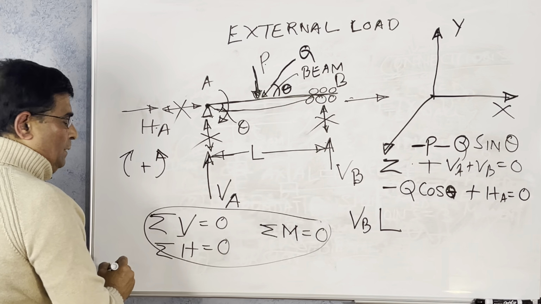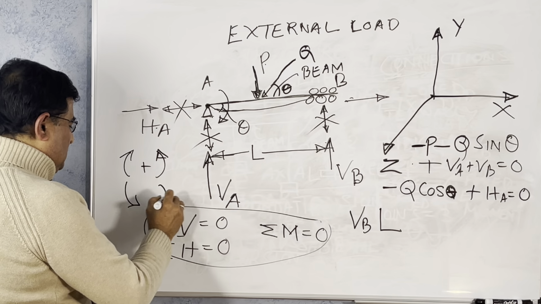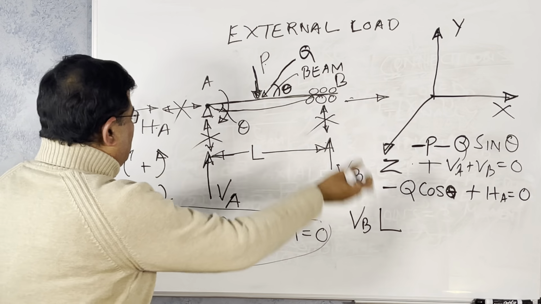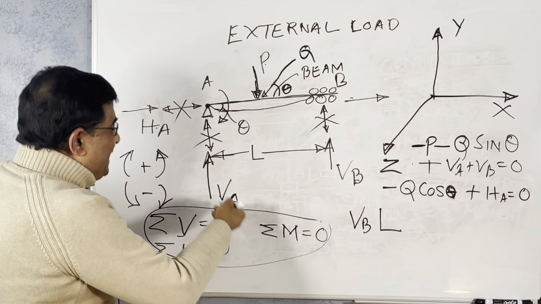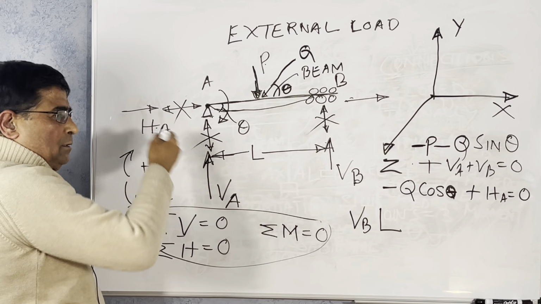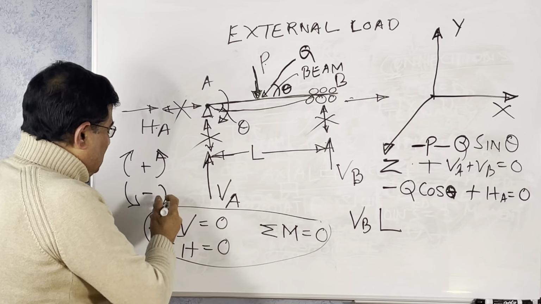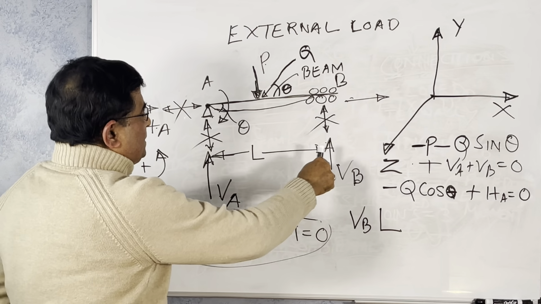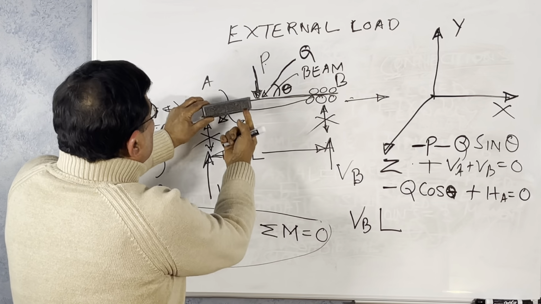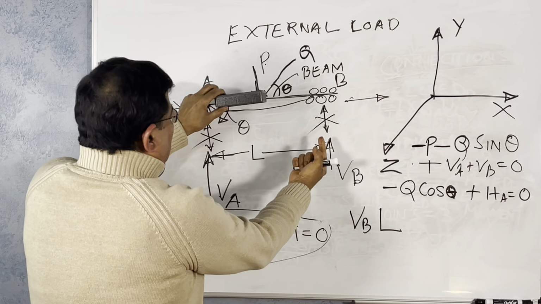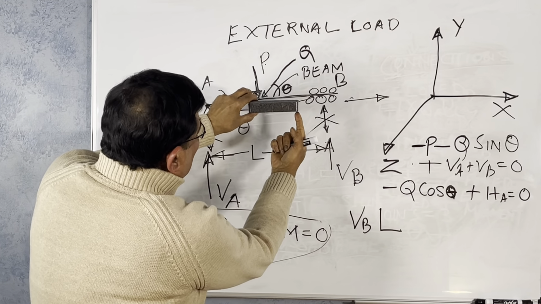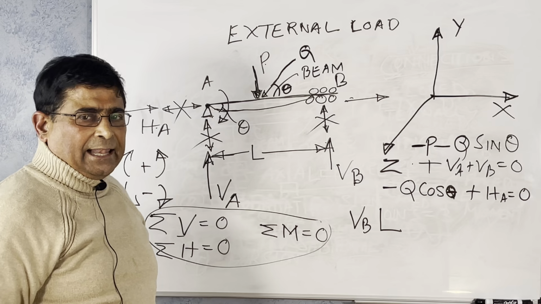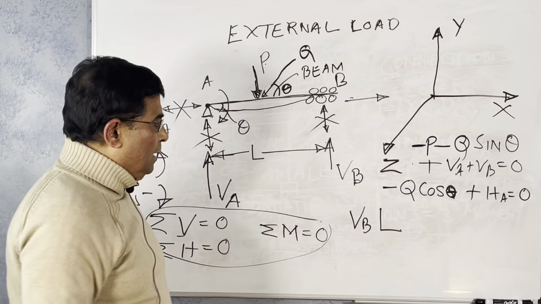This is positive and this is negative. In the moment case, from the right side, clockwise is negative and anti-clockwise, opposite to the clock, is positive. If you take this force and push it like this, it is trying to rotate like that. This is your beam, and pushing it like that makes it go like this. So this moment from here to here is L times VB, so it is positive.